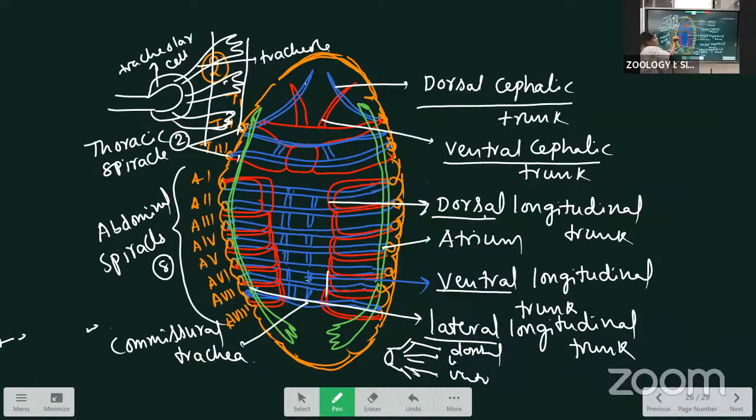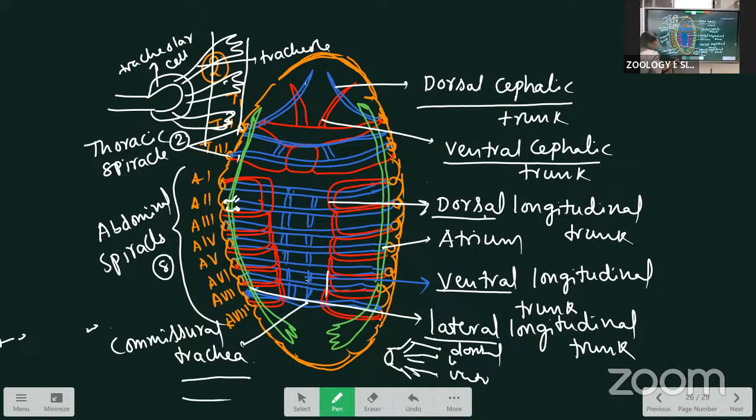The spiracles open into the atrium. That atrium opens into the trachea, like a dorsal trachea, ventral trachea, and lateral trachea. Like this, the trachea is the main tubules. The trachea is covered by 3 membranes.